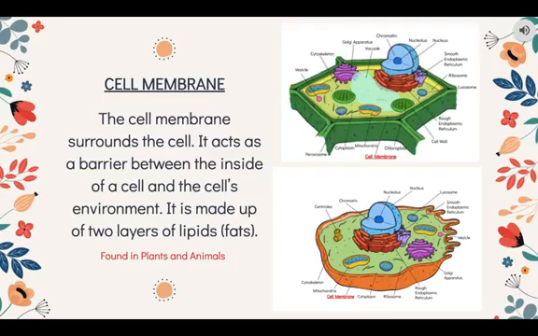The next organelle you should know about is called the cell membrane. The cell membrane, also known as the plasma membrane, surrounds the whole cell. It acts as a barrier between the inside of a cell and the cell's environment. It is made up of two layers of lipids. Lipids are also known as fats. The cell membrane is found in both plant cells and animal cells, and it is vital for life, as you can see on the right.